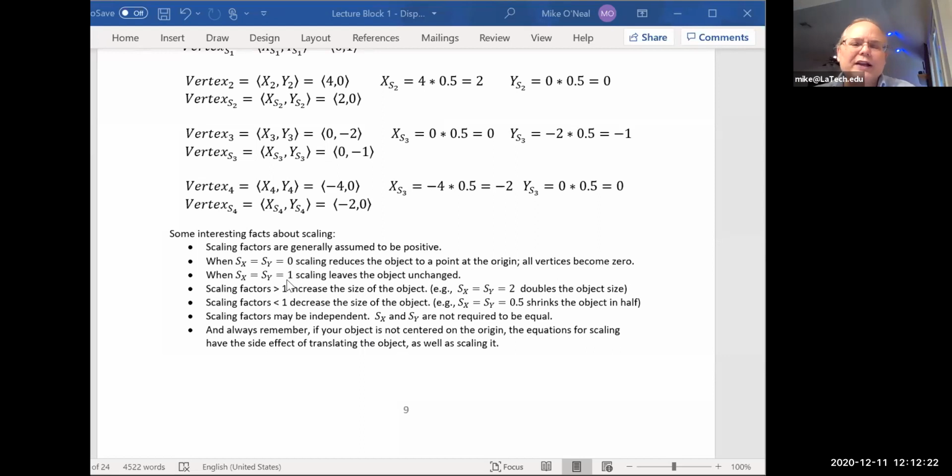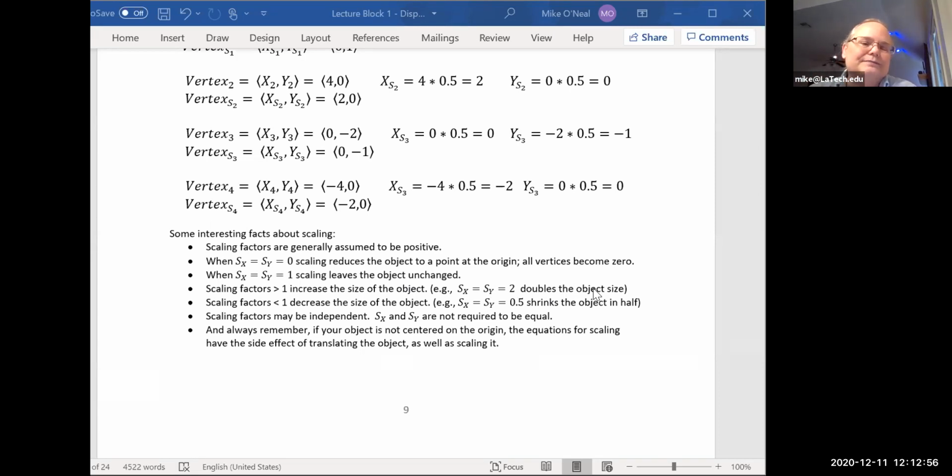How about a scale factor of 1? What does that do? Nothing. Multiplying all of your x values by 1 and all of your y values by 1 doesn't change them at all. So a scale factor of 1 leaves the object completely unchanged. Scale factors greater than 1 increase the size of the object, as we already said. So if you had uniform scaling with a factor of 2, that would double the object size. It would double the length of the object along each of the 2 dimensions, since we're doing 2-dimensional here.